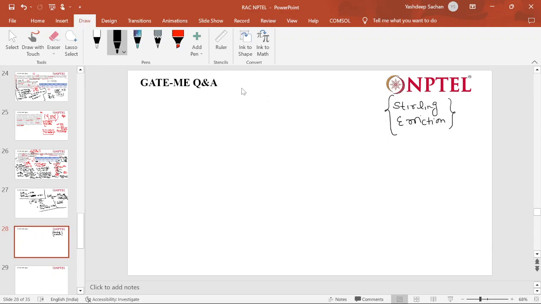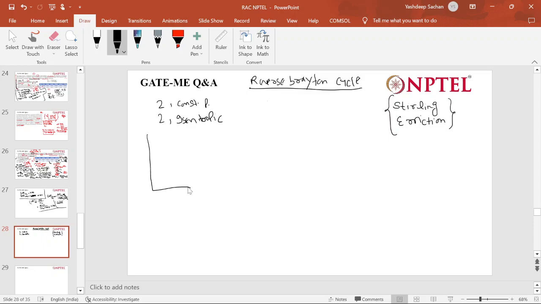Then the Brayton cycle has two constant pressure processes and two isentropic processes. So we are in the refrigeration system, and we are going to see the reverse Brayton cycle. So what is the application of the reverse Brayton cycle?